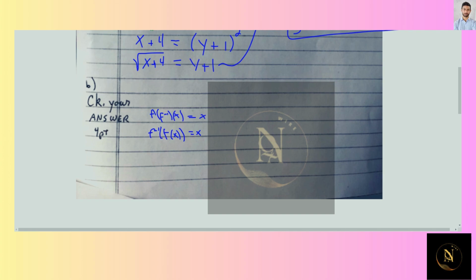And likewise, g of g inverse of x should equal x, and g inverse of g of x should be equal to x, because one function should completely undo what the other function is doing.